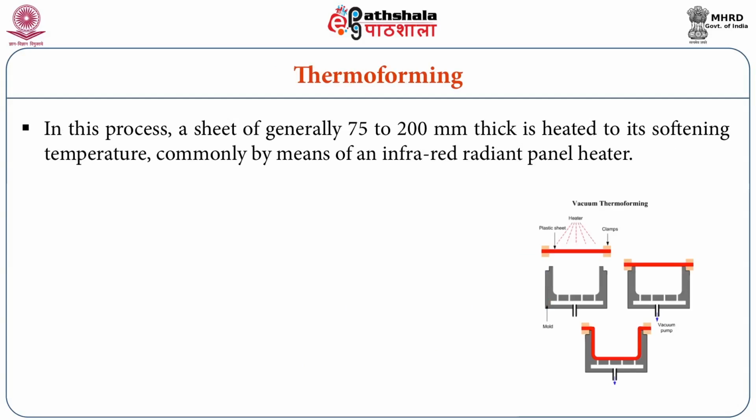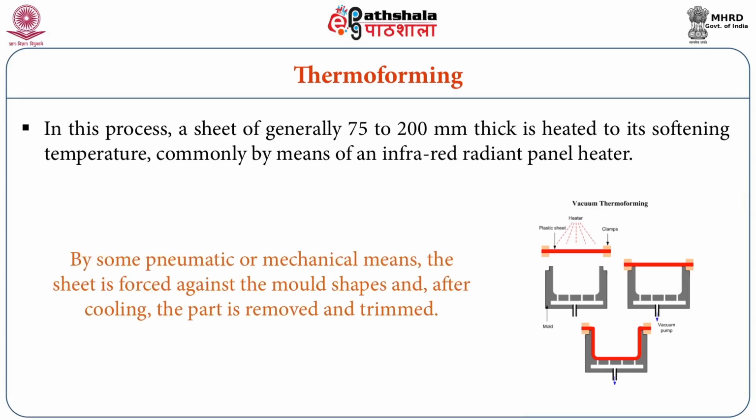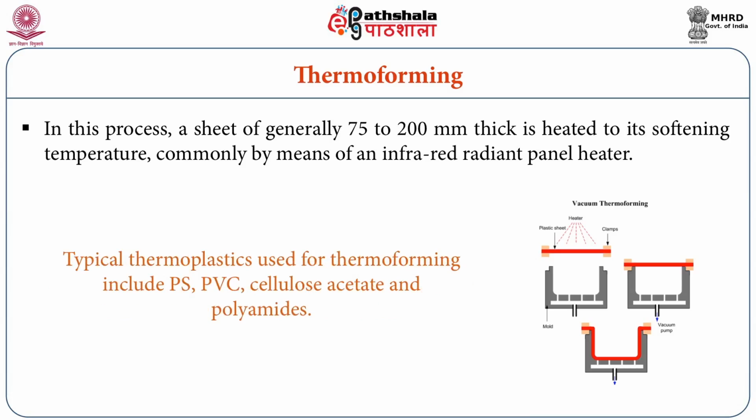Thermoforming. In this process, a sheet of generally 75 to 200 mm thick is heated to its softening temperature, commonly by means of an infrared radiant panel heater. By some pneumatic or mechanical means, the sheet is forced against a mold shape, and after cooling the part is removed and trimmed. Typical thermoplastics used for thermoforming include PS, PVC, cellulose acetate and polyamides.